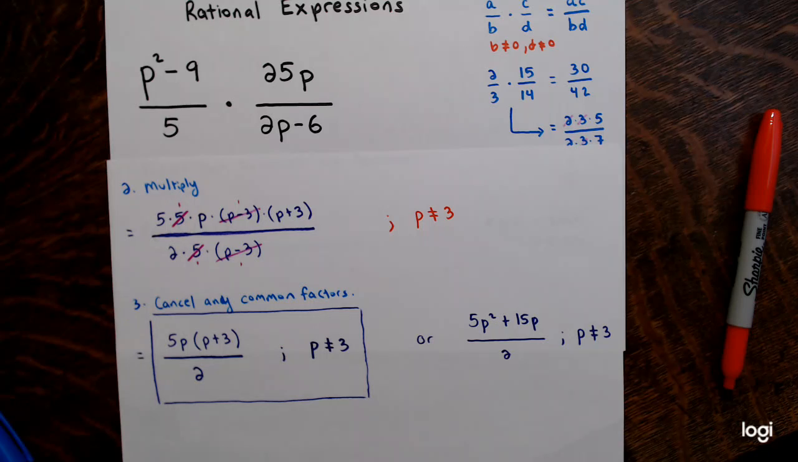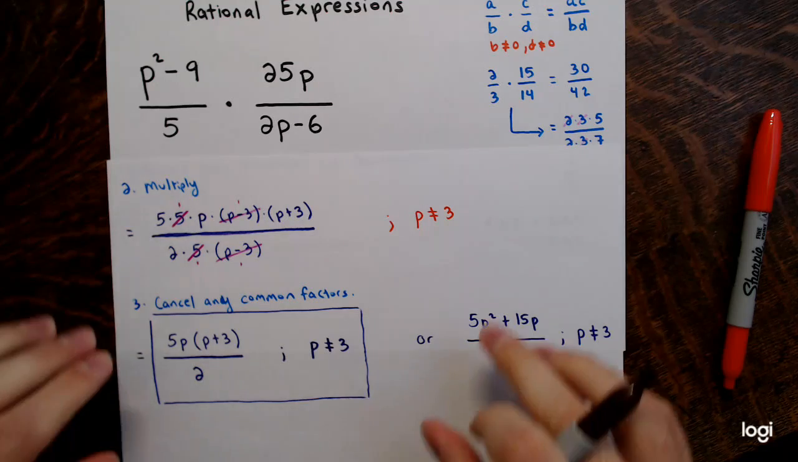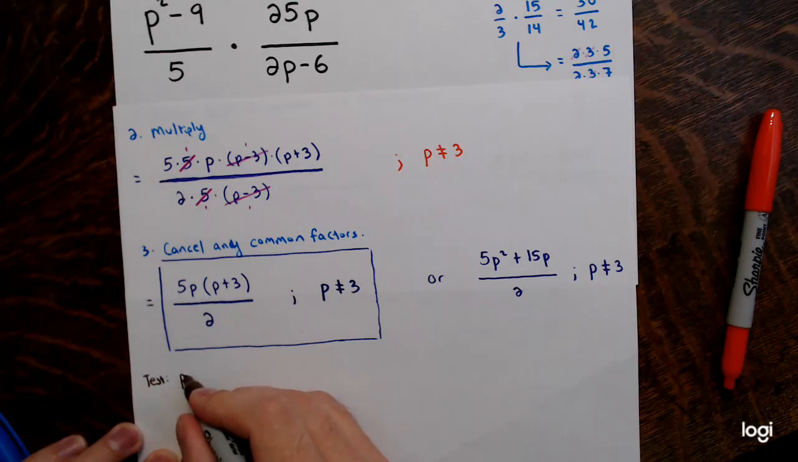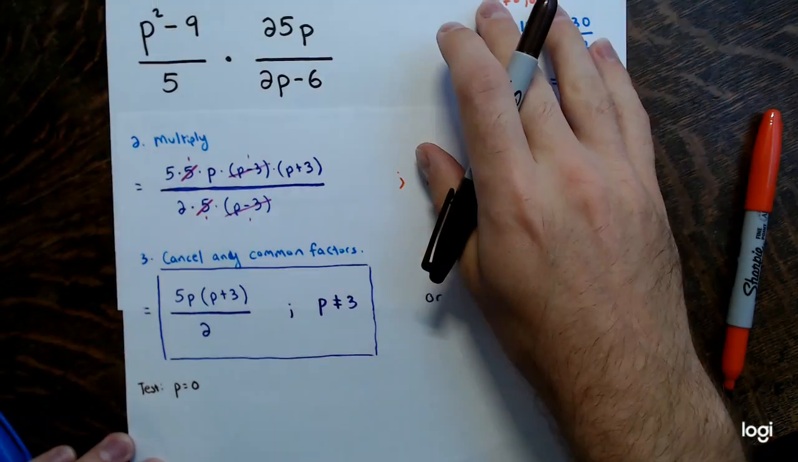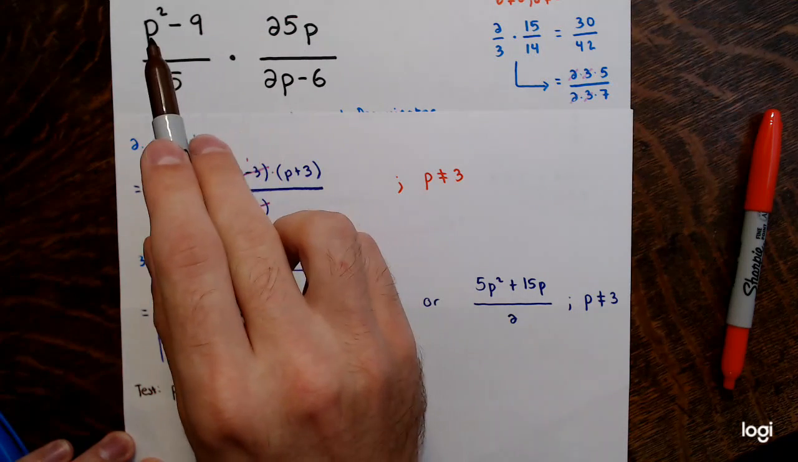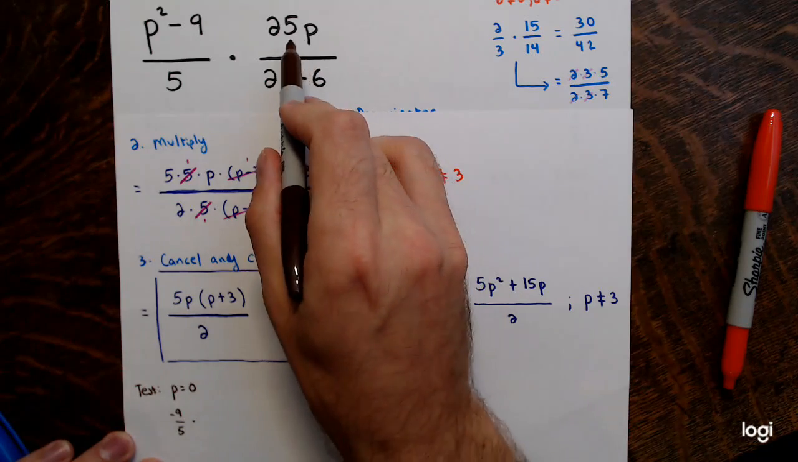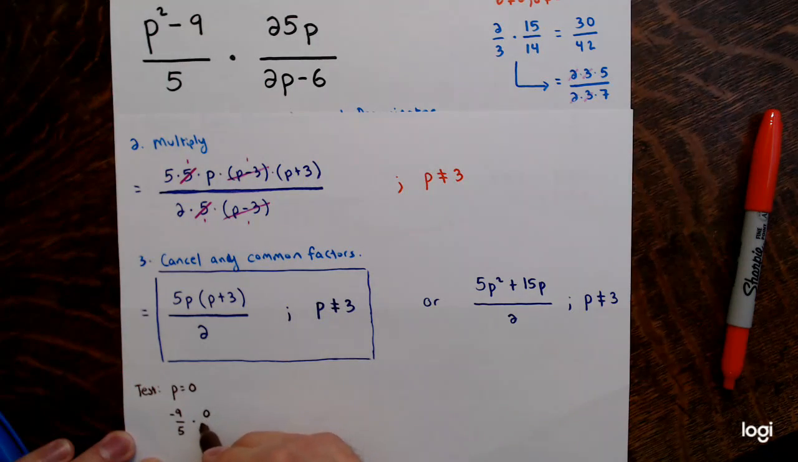So let's just test that out. Why not? Let's plug in, I think an easy one would be, how about if p was 0? Now if p was 0, look at the top one. We'd have negative 9 divided by 5 times 0 divided by negative 6. So the numerator would be 0 when I multiply the numerators. The denominator would be negative 30. And remember, 0 divided by any non-zero number is 0.